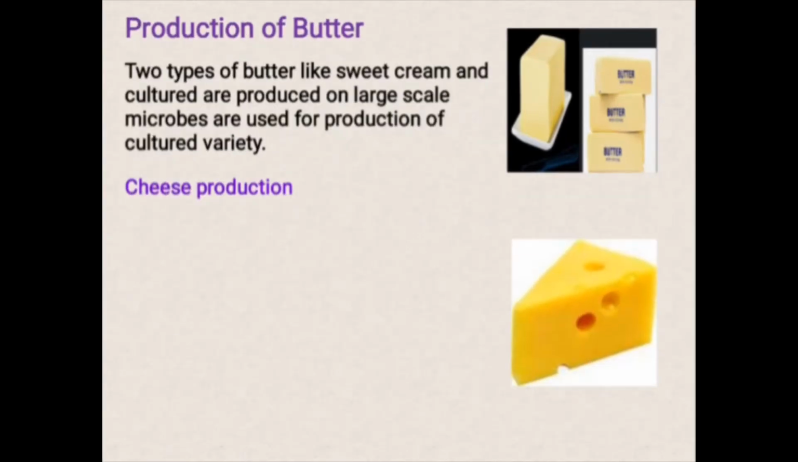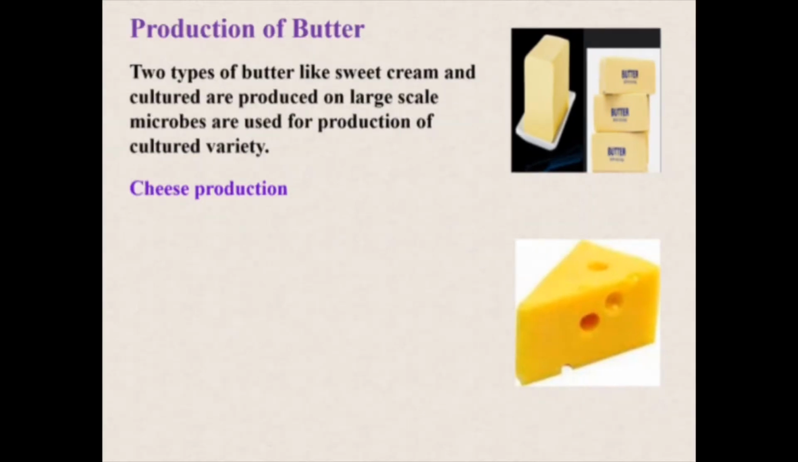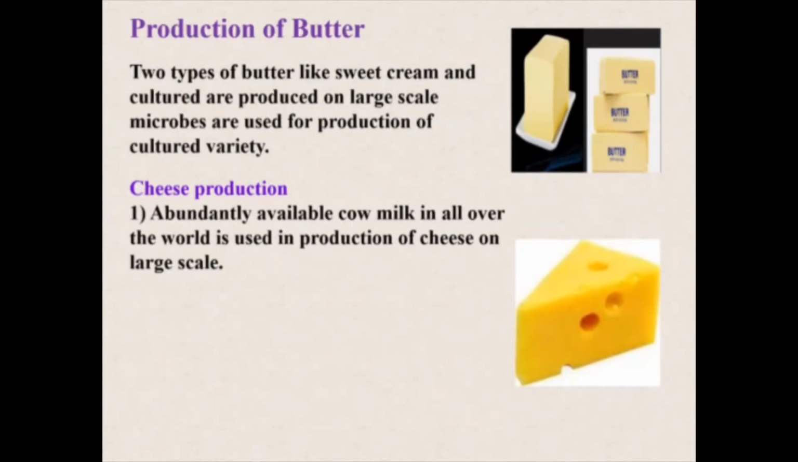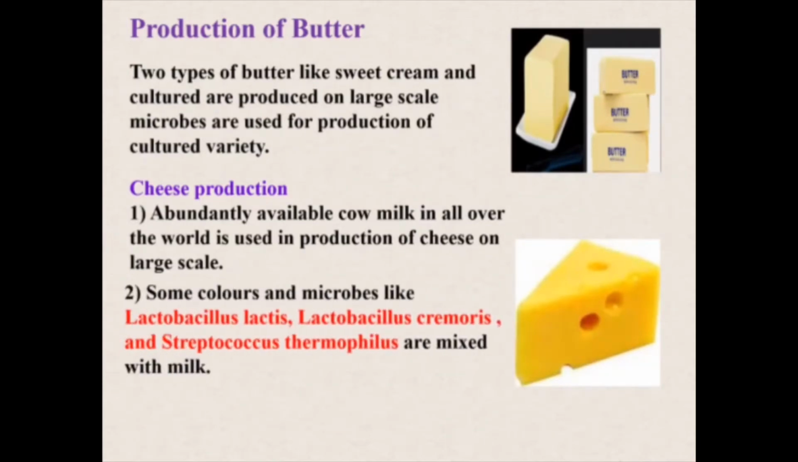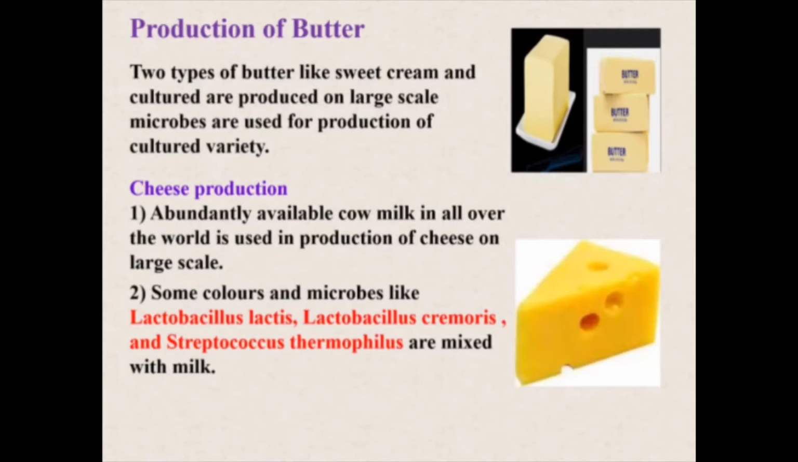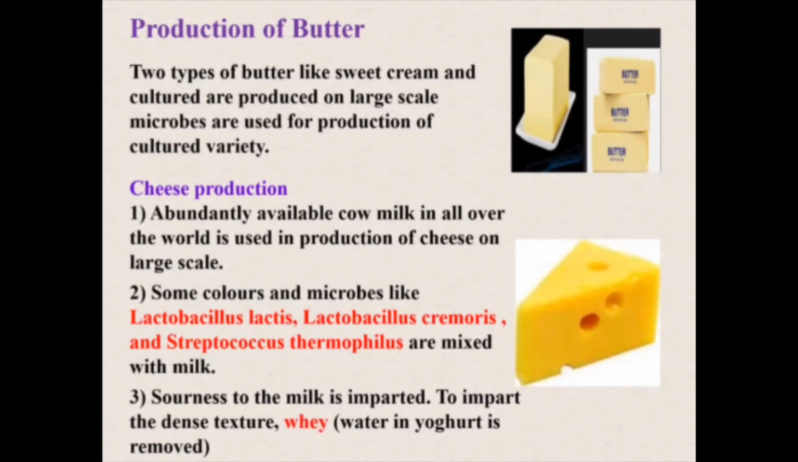How is cheese made? Cow milk, abundantly available all over the world, is used in the production of cheese on a large scale. Some colors and microbes like Lactobacillus lactis, Lactobacillus cremoris, and Streptococcus thermophilus are mixed with milk. Sourness is imparted to the milk. To impart a dense texture, whey, that is the water in the yogurt, is removed.